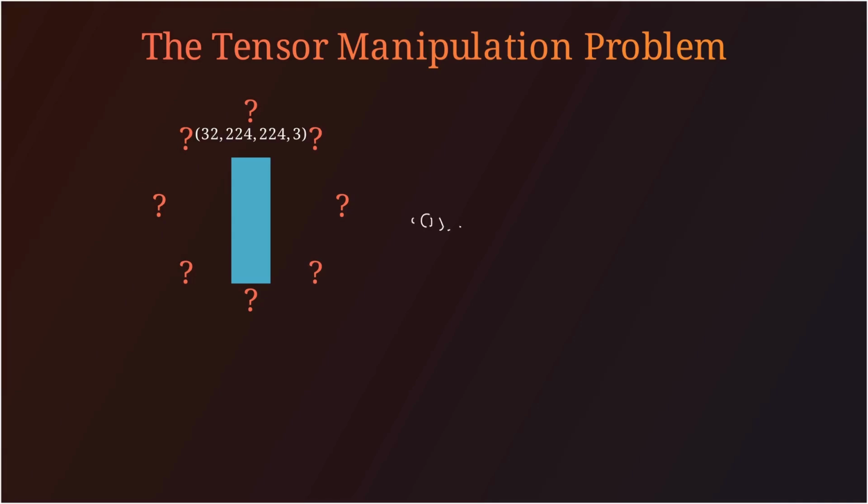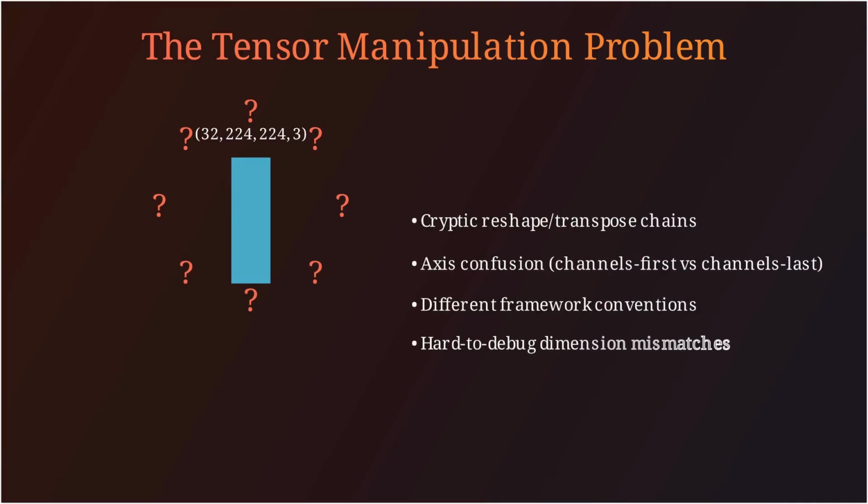Here's the common pain. You've got a tensor of shape 32, 224, 224, 3. Is it batch first? Channels first? What do these axes represent? Different conventions across frameworks and fragile debugging when a single axis is off. We need a better, human-friendly way to express tensor intent.